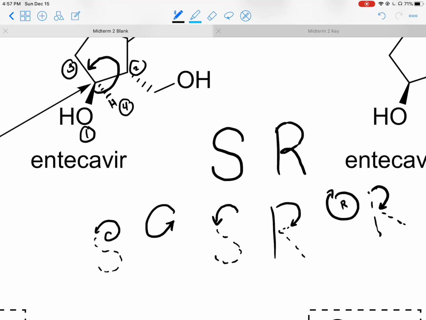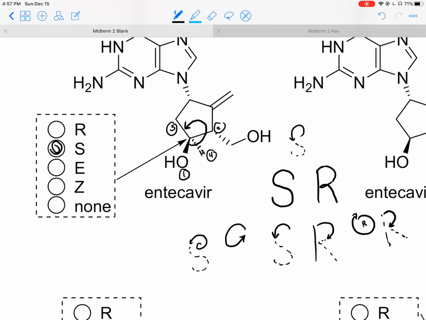Right? So this one, the curve that we drew up there, is going around this way, and that's the start of an S, so this stereocenter is going to be S. Hopefully that makes sense. If you didn't learn it that way, or that way confuses you, there's lots of other ways you can determine R and S based on the curve.